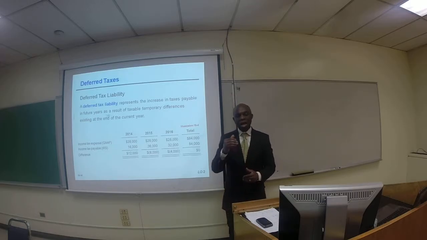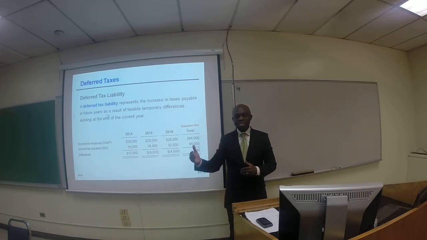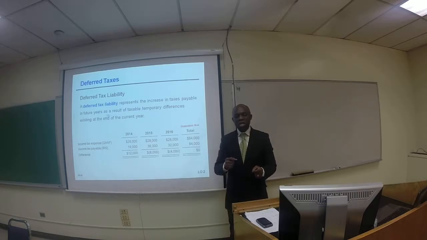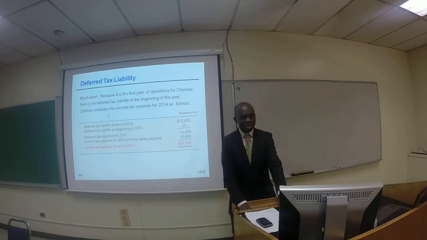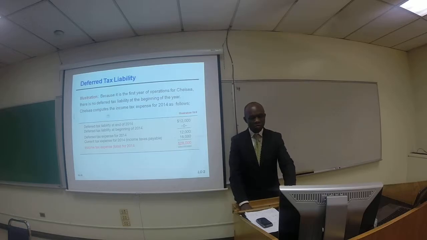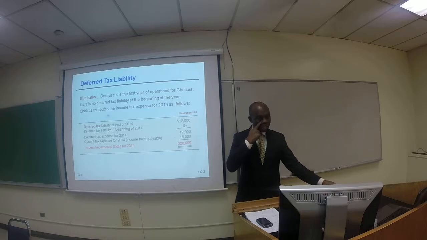In 2015, we wind up paying more, in this case $36,000 versus $28,000 that was recognized as income tax expense. Then in the third year, same thing, $4,000. So ultimately, that difference is eradicated. Moving along, still the illustration of deferred tax liability. At the end of 2014, here is the breakdown of the $28,000 that we recognized as income tax expense. $16,000 is current tax expense, while $12,000 is deferred tax expense.